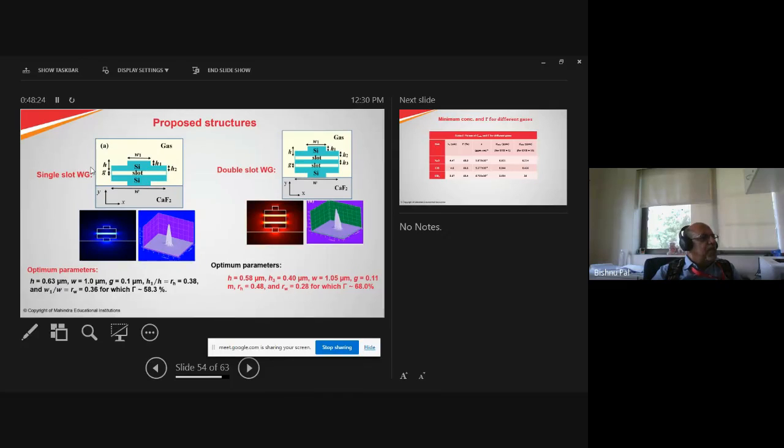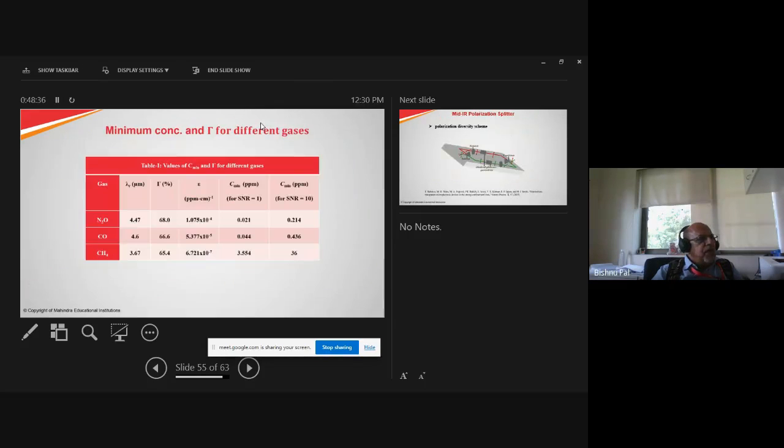This is a single slot waveguide, and also there's a double slot waveguide, and the corresponding calculated field and confined light in the slot region is shown in these two figures. So just to give you a sample, minimum concentration and fractional power confined in the central region for different gases is shown here. You can see for N2O gas, our design structure can give you 68% confinement at 4.47 micrometer.